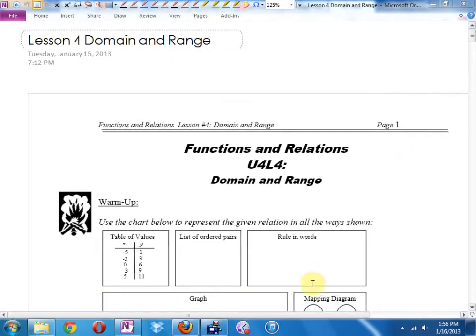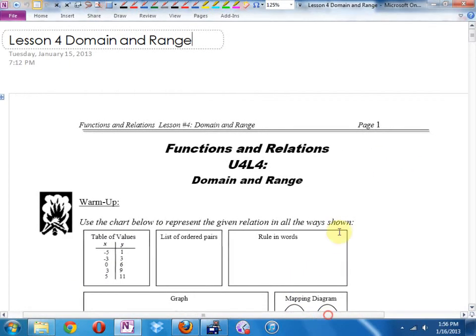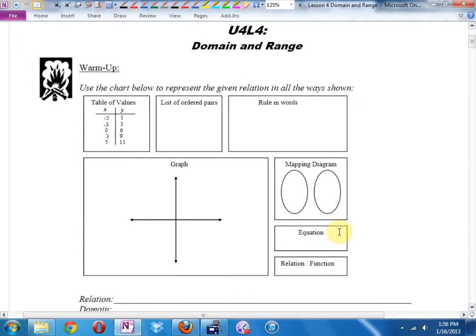Lesson 4. A hugely important concept, especially in Math 11 and 12. We're going to introduce it to you now, and we're going to test you on it a bit this year: domain and range. But it's going to get more important as you progress. Domain and range. 2 new words. Well, it says, use the chart below to represent the given relation in all the ways shown.